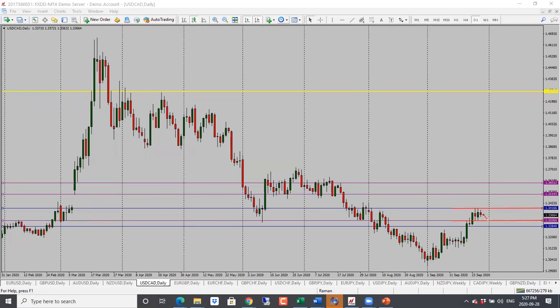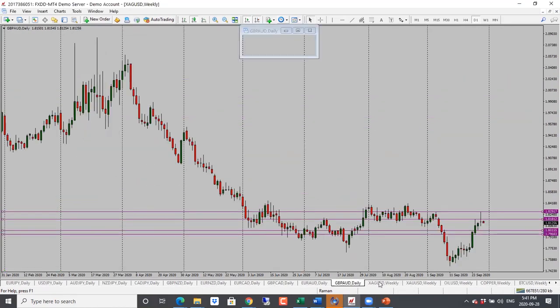I will look for a pullback here, and then if it holds, we're looking for a further move to the upside here. So first look will be towards 1.3320, and then if it holds, then we're looking for a continuation move here. So something similar to this, but we'll have to wait and see. So neutral bias for dollar CAD.